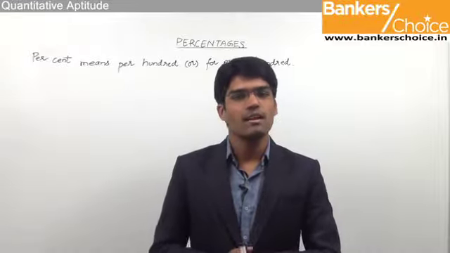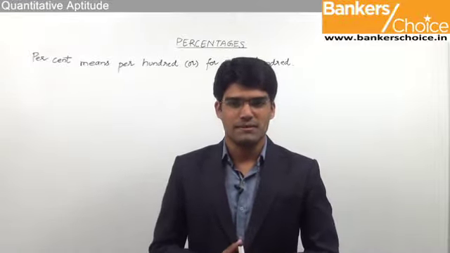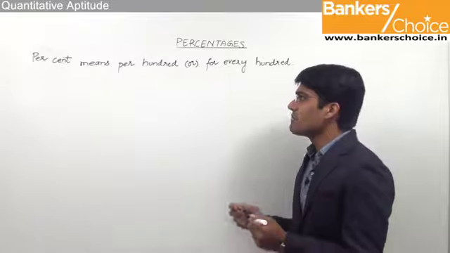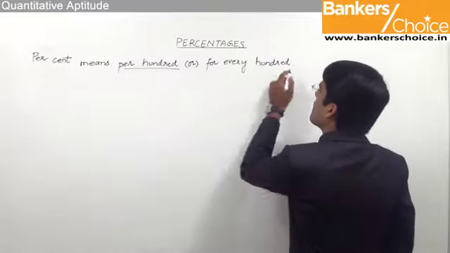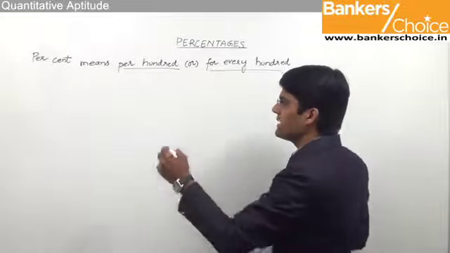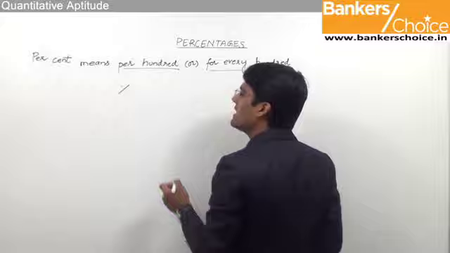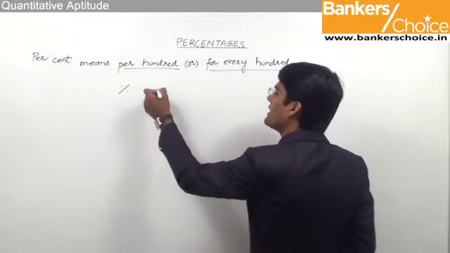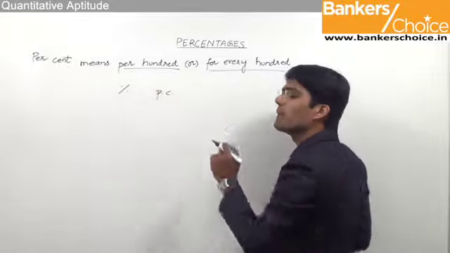So let's first understand what is meant by a percentage. Percent means per 100 or for every 100. That is nothing but out of every 100. And we very well know that percentage is denoted by the symbol as shown here. And in short, it can be taken as PC, which means percent.